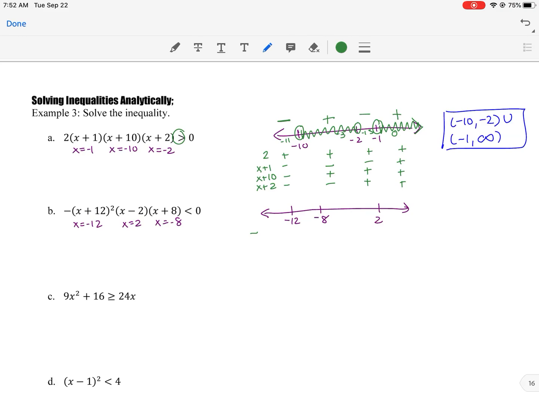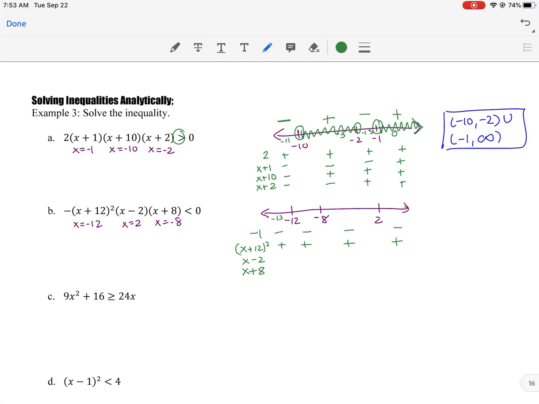The fact there's a negative out front doesn't matter. I'll put a -1 just so we don't get a little confused. So on every interval, we are going to have to multiply by another negative. We're going to have x plus 12 squared, x minus 2, and x plus 8. Notice this is squared, so this whole thing is always positive. So really you just have the x minus 2 and the x plus 8 that's determining the sign.